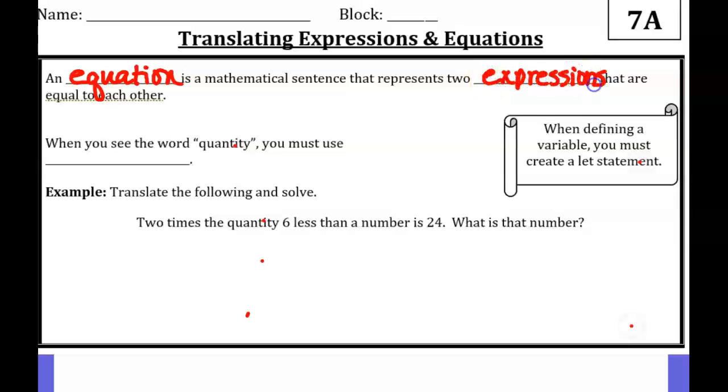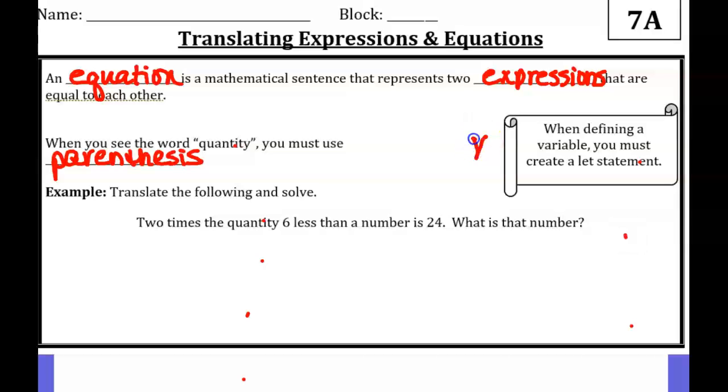Remember, when you see the word quantity, you must use parentheses. So think about the word. We're going to use parentheses when we see the word quantity. That's from a few blocks ago. We talked about that when we translated some expressions.